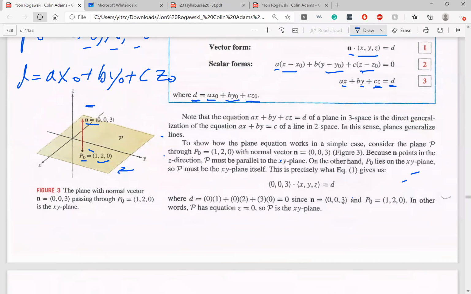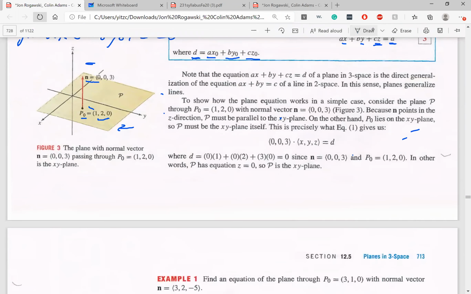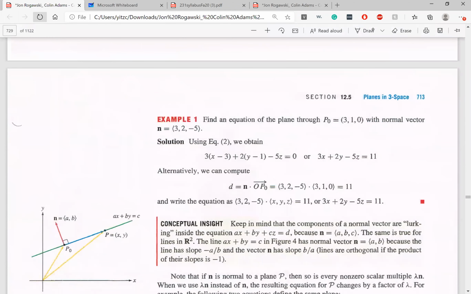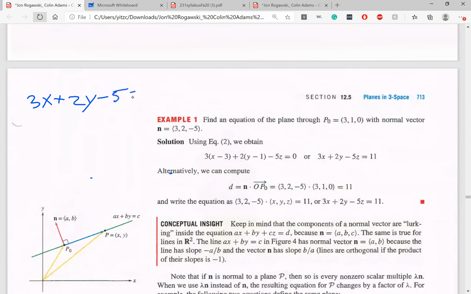Now they're asking us to find the equation of the plane through the point P0, which is the point 3, 1, 0, with the normal vector 3, 2, negative 5. So we already know that this plane is going to have the form 3x plus 2y minus 5z is equal to d for some d.